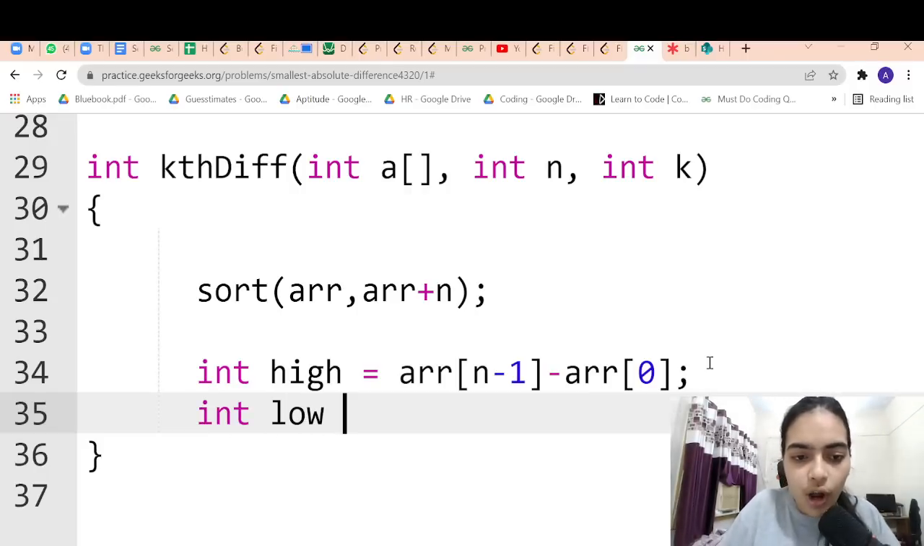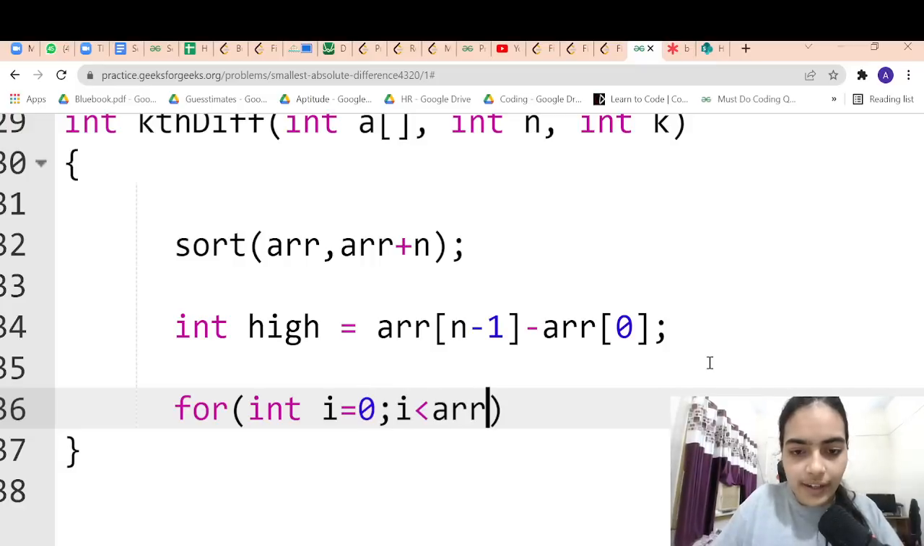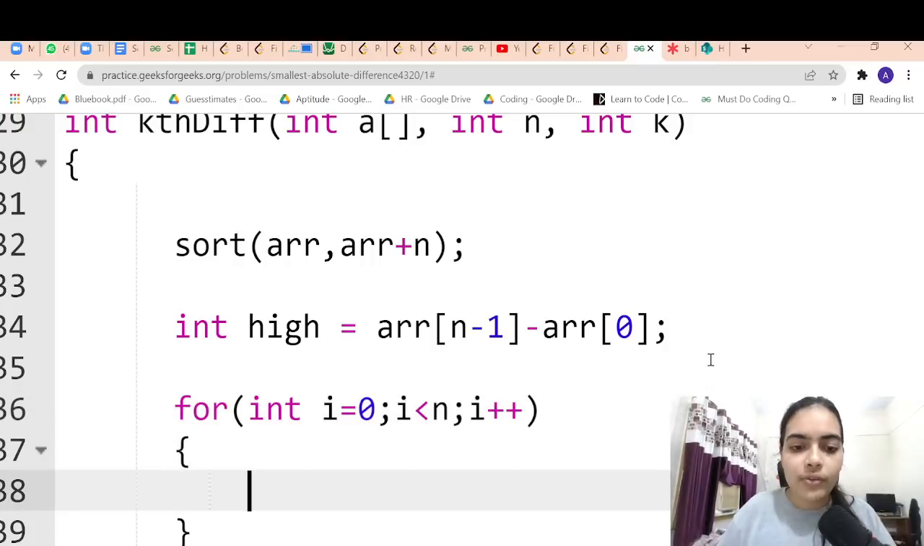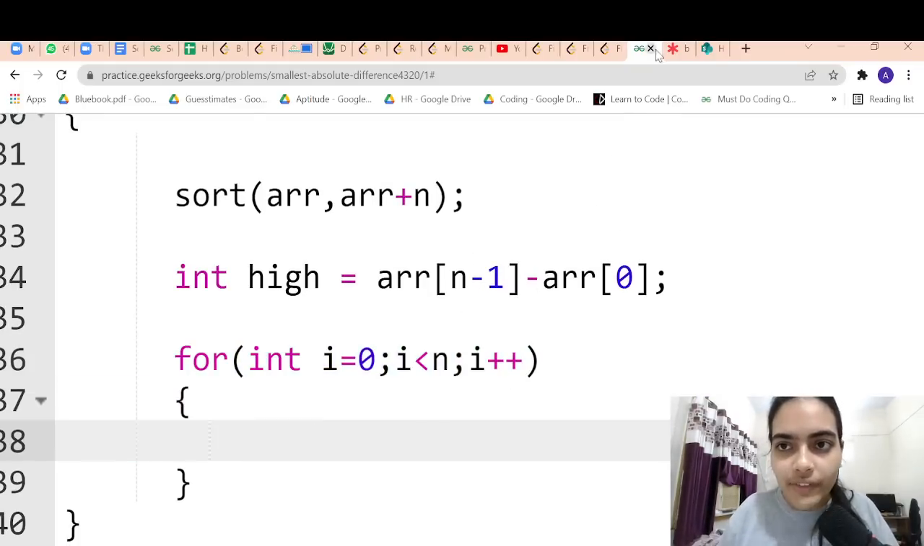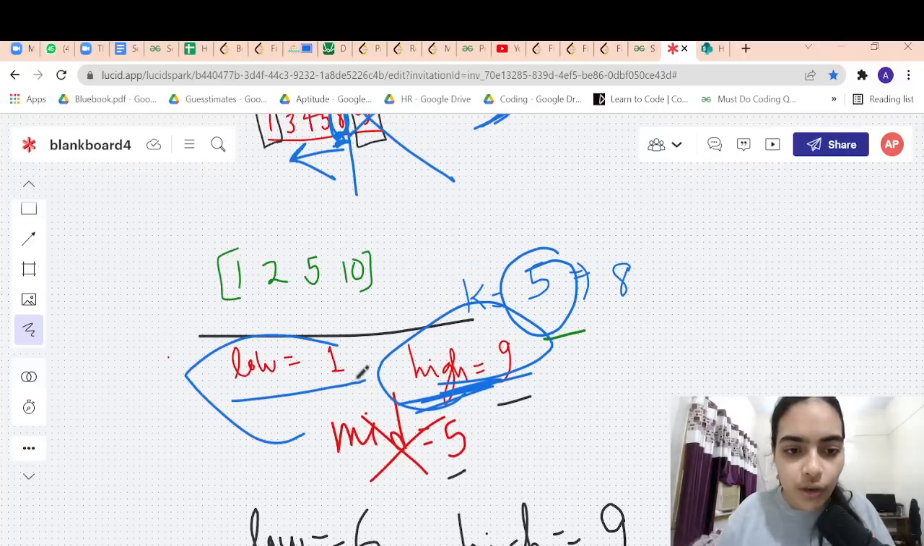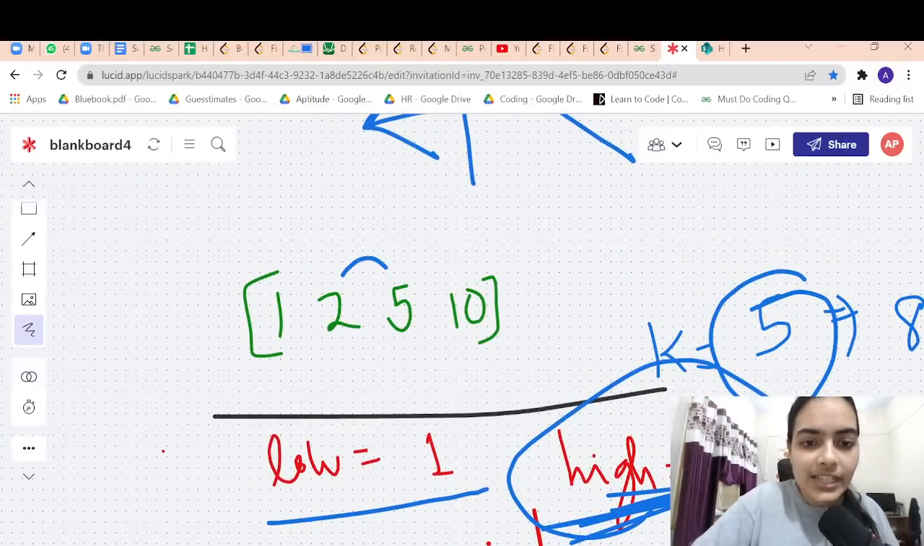And what is your low? How do you find out your low? For finding low, you will have to iterate through the array. So iterate through the array, and what did we do for low? We checked adjacent numbers. Adjacent numbers only will give you low, right? If you want to find the lowest value, what did we do? For finding the lowest possible value, we checked only adjacent numbers.